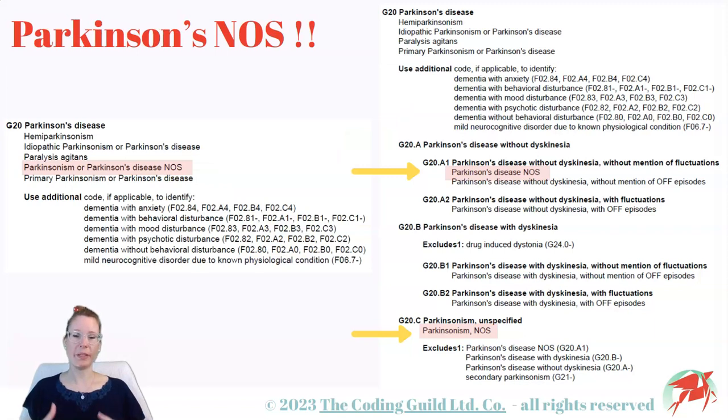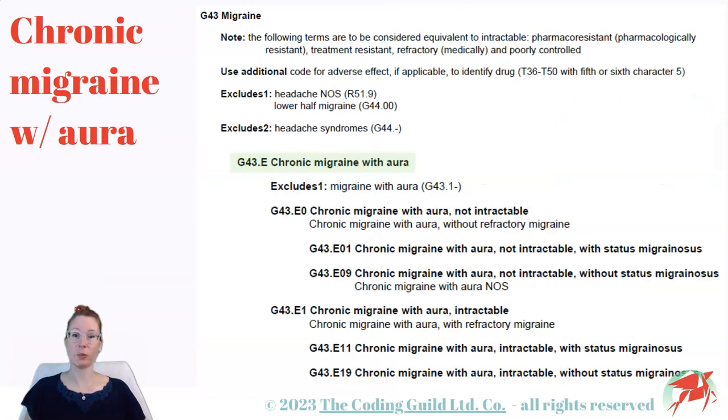Besides the new codes, please notice that the default code has changed for both Parkinson's disease, not otherwise specified, and Parkinsonism, not otherwise specified. Until now, we would have coded G20 for everything, but from 2024, we have to assign G20A1 or G20C, depending on the provider's verbiage. Our next codes are also in the neurology section.